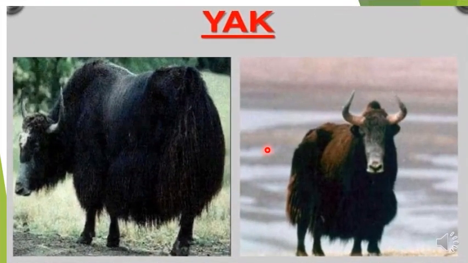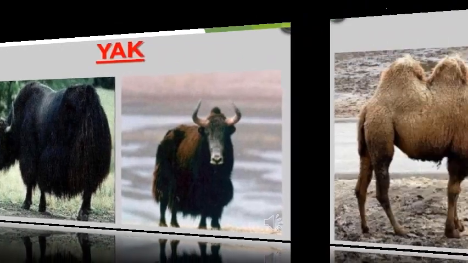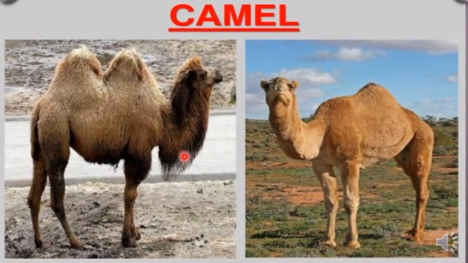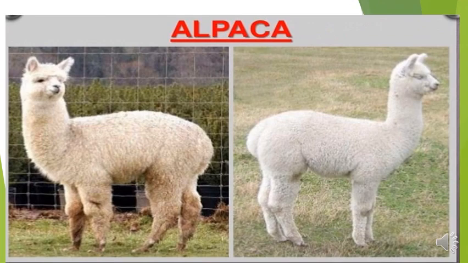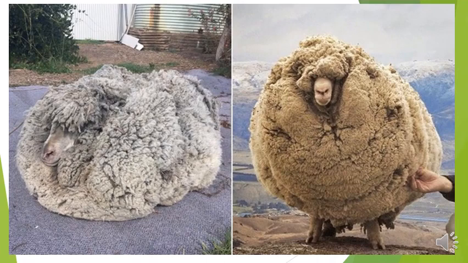Yak, which lives in a very cold region. Yak have very long fleece on their body, and camels also bear fibers for us. These are the alpaca, which looks very cute. You can see it has very thick hair on its body because it lives in a very cold region, whereas the sheep have very thick fur.